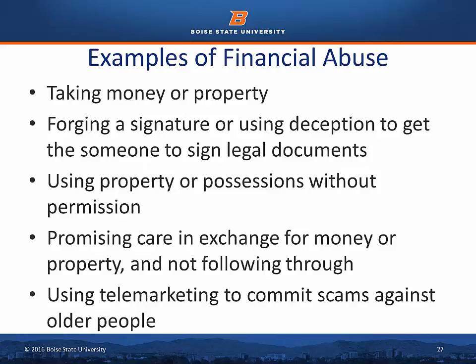Examples of financial abuse. Financial abuse covers a wide range of acts that involve committing fraud against people through the use of deception, trickery, false pretense, or dishonest acts or statements for financial gain. Particular examples include taking money or property, forging a person's signature, getting a person to sign a deed, will, or power of attorney through deception, coercion, or undue influence, using the person's property or possessions without permission, promising care in exchange for money or property and not following through on the promise, and using telemarketing to commit scams against people, including perpetrators calling victims and using deception, scare tactics, or exaggerated claims to get them to send money, or perpetrators making charges against victims' credit cards without authorization.